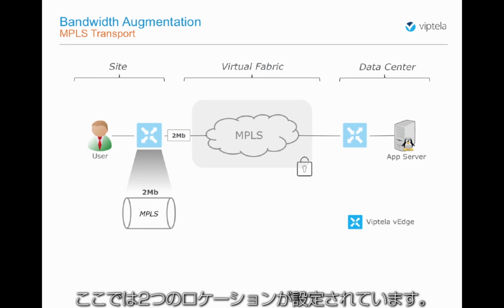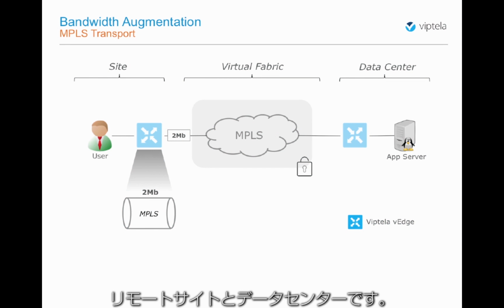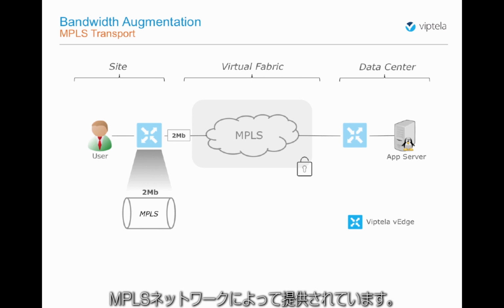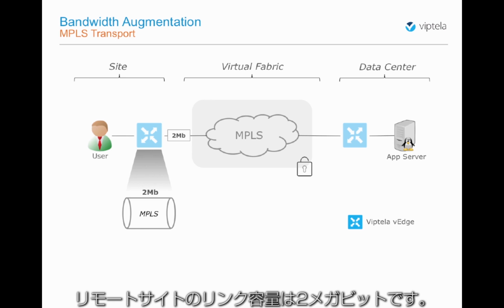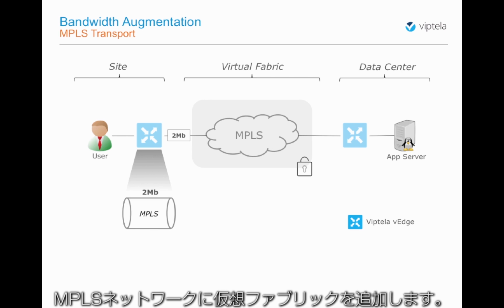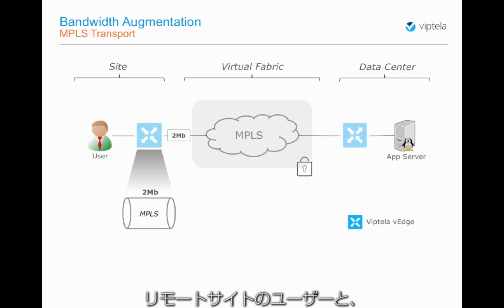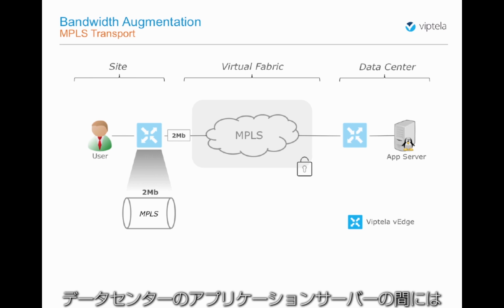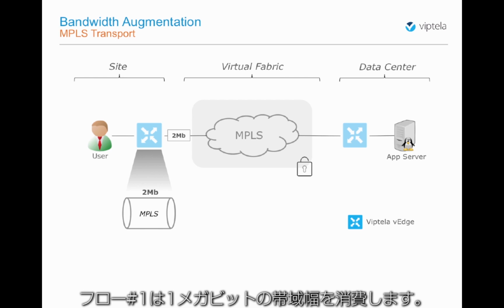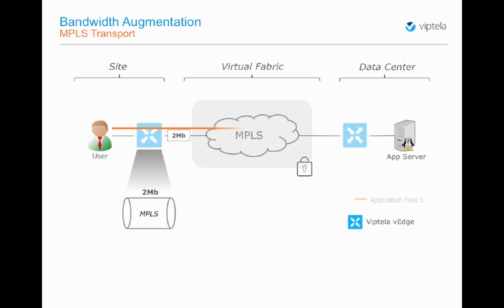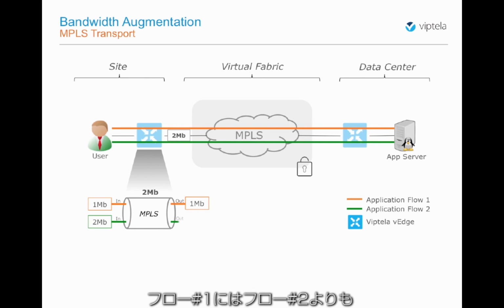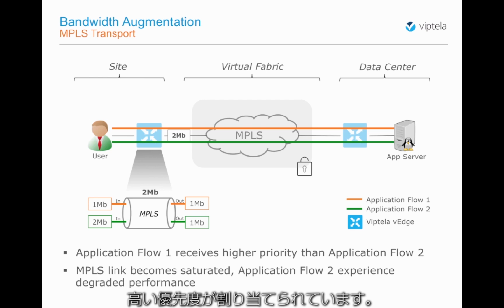In our initial setup, we have two locations, a remote site and a data center, with an MPLS network providing the connectivity between the two. The remote site has a 2 megabit link and the Viptela solution is deployed to provide a virtual fabric on top of the MPLS network. There are two application flows between the user at the remote site and the application server residing in the data center. The first flow consumes 1 megabit of bandwidth. The second flow consumes 2 megabit of bandwidth. Flow 1 has a higher priority than Flow 2.